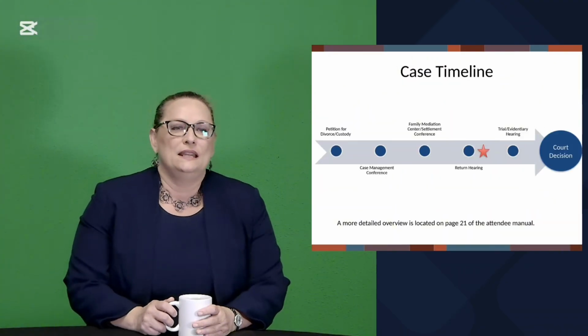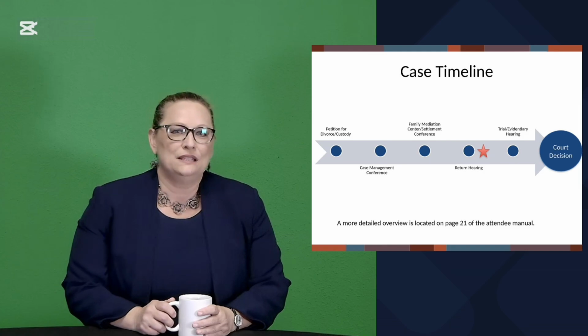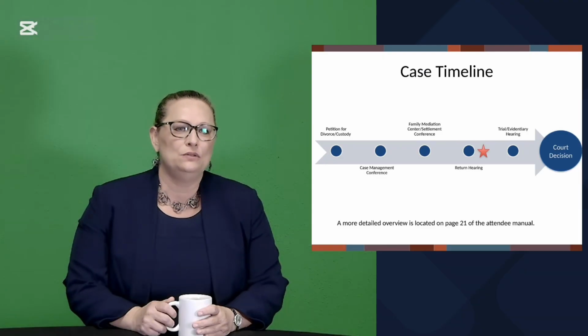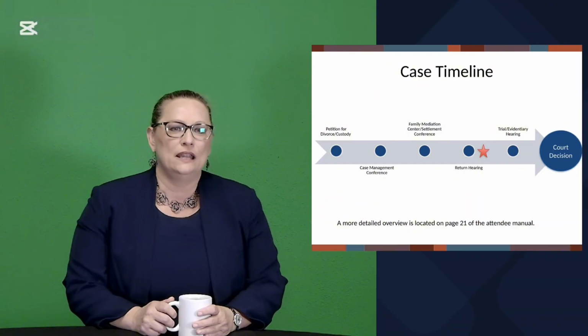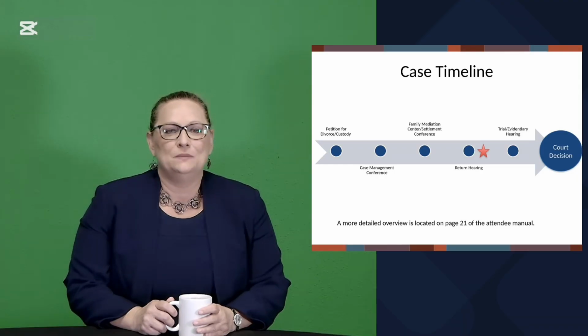So as your case goes through the system, there's a certain pattern of how things go, and it's useful to get familiar with what to expect is coming up in your case. So a divorce case or a child custody case starts through the filing of a complaint for divorce, a complaint for custody, or a paternity petition. And that's the beginning of the case.